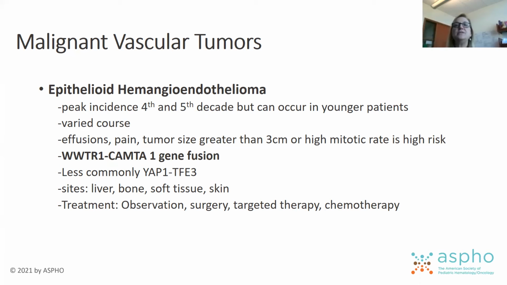There is a WWTR1 CAMTA1 gene fusion, so I think genetics are very important, and less commonly a YAP1 TFE3 fusion as well. Treatment sometimes is just observation if you have a single lesion in the bone. We use mTOR inhibition with sirolimus, and we use some targeted therapies, but since the numbers are so low, we really don't have a standard of practice for this. I think what you need to be aware of is that EHE is a tumor that can occur in different sites, that it can occur in pediatrics, and you need to know the gene fusion that's associated with it.